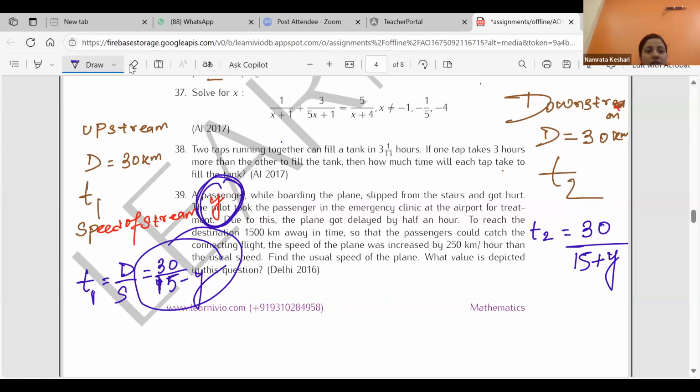It was 4 hour 30 minute, right? Let's frame the equation. 4 hour 30 minute we will be writing in hour. T1 plus T2 is equal to 4 hour 30 minute. Can I write 4 plus 30 by 60? That means 4 plus 1 by 2, that means 4 twos are 8, 9 by 2. Can I write it is equal to 9 by 2?